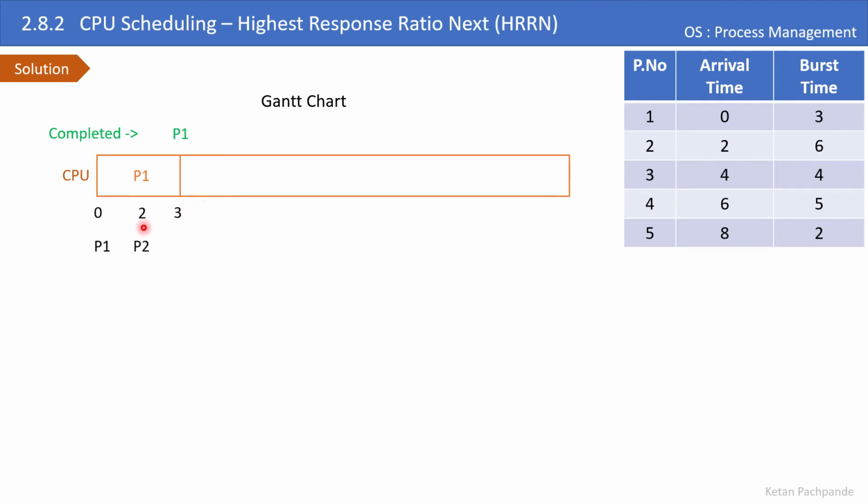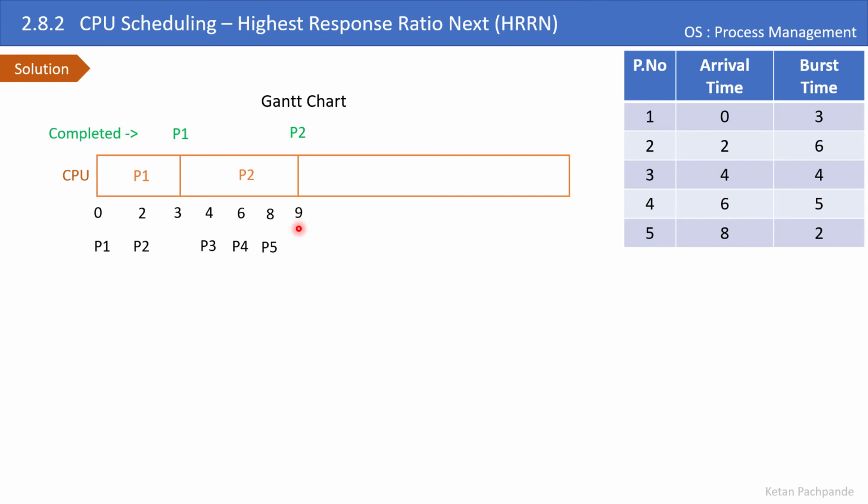Meanwhile, at time 2, process P2 arrives. So at time 3, I have only one process again, which is P2, and I have scheduled it for 6 time units. It will finish at 9. During this time, at time t is equal to 4, process P3 arrives, at time t is equal to 6, process P4 arrives, and one more process, that is P5, arrives at time 8. So at time t is equal to 9, processes P1 and P2 have already finished, and I have P3, P4 and P5 competing for the CPU. So here I have to make the decision now.